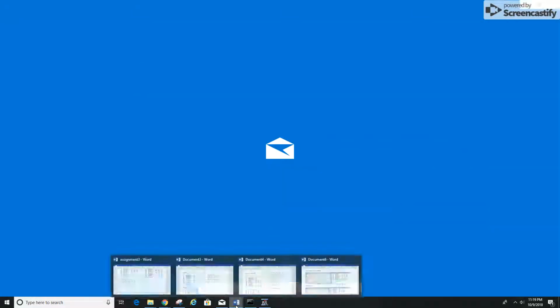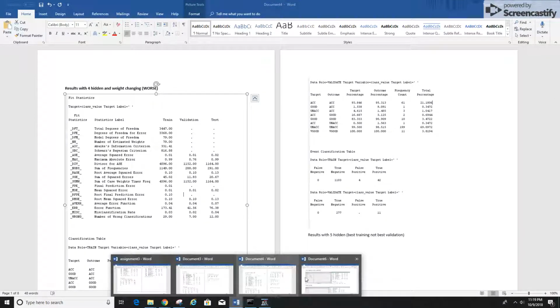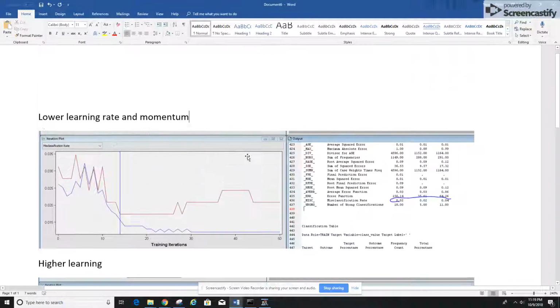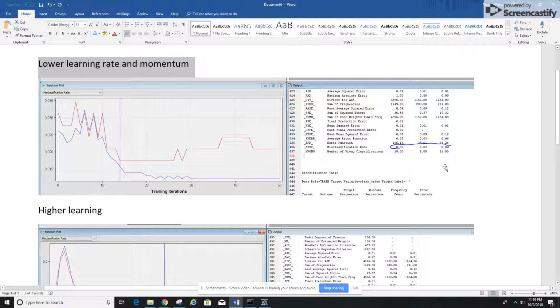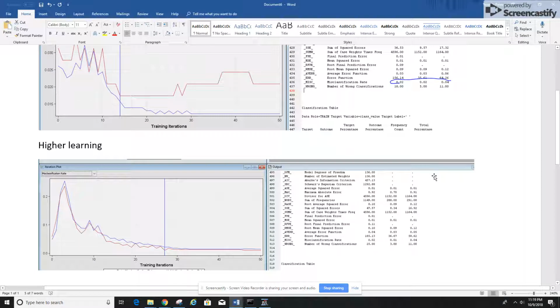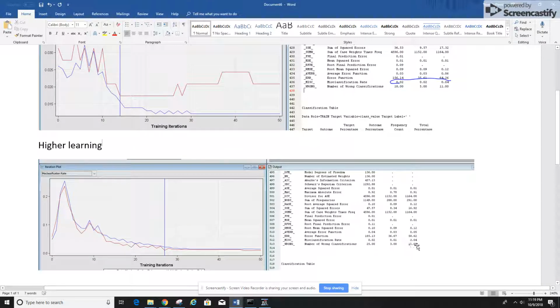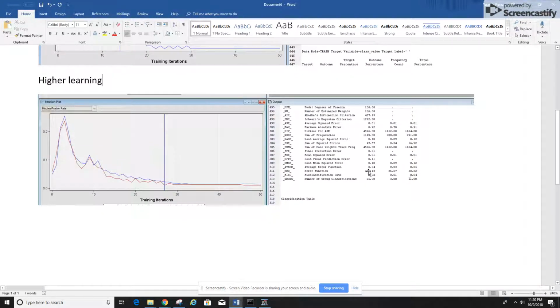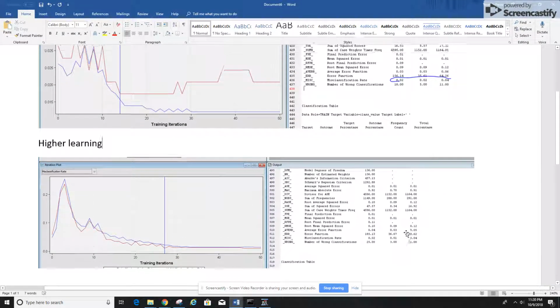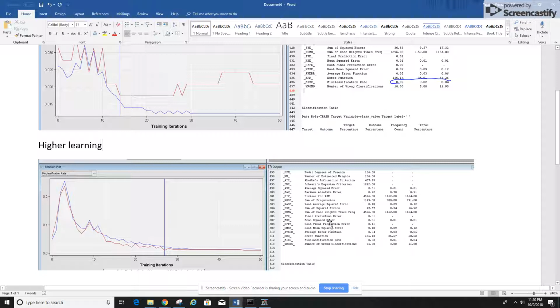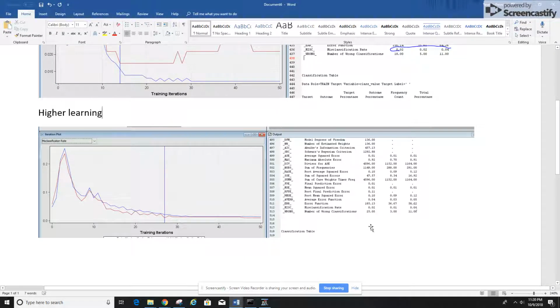Gotta find that one. Oops. High learning, I mean. Okay. So this is where I had a lower learning rate and momentum. My misclassification rate was 224, which still again isn't terrible. But then when I increased my learning, it actually made my misclassification rate worse. So it looked like it was overcompensating when it was erring out and caused a worse misclassification rate. Oh, sorry, that's not true. The misclassification rates were similar, but the number of wrong classifications was higher.